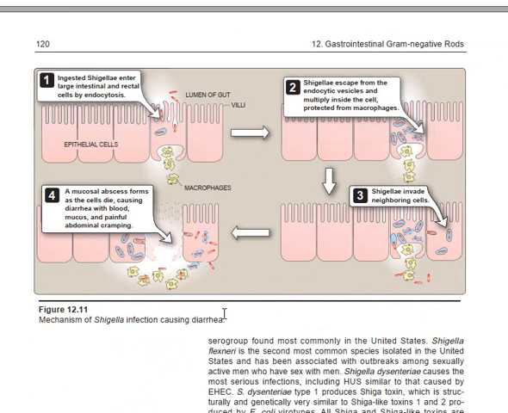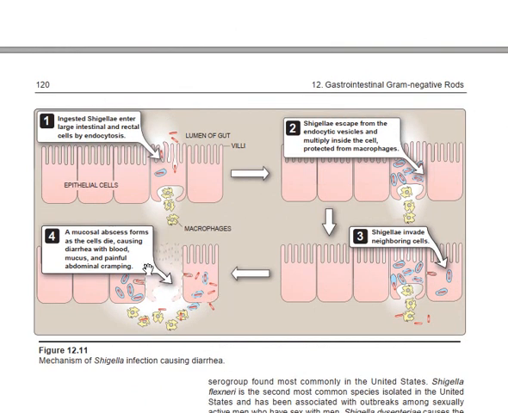Now, the next, you have the mechanism of Shigella infection causing diarrhea. So now this is the life cycle of Shigella. You have ingestion of Shigella, and it is going to act still at the level of the large intestine. In the case of Salmonella, the cells that were ingesting the Salmonella were mostly at the level of the small intestine. Here you have ingestion, and then the Shigella is going to enter the large intestinal wall and also the rectal wall via endocytosis. Is it clear?